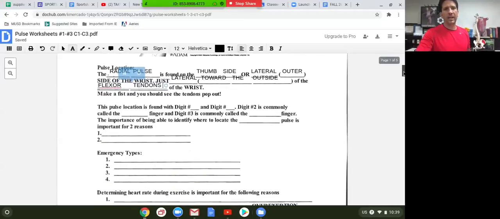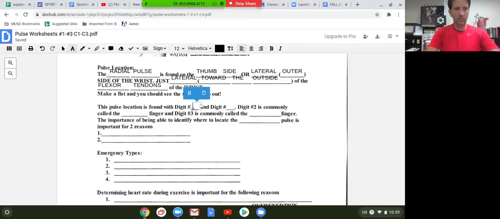The pulse location is found with digit 2 and digit number 3. Okay, so digit 2 is commonly called the index finger, and digit 3 is commonly called the middle finger.